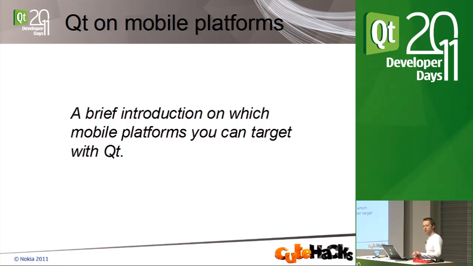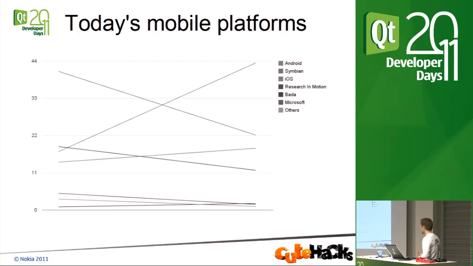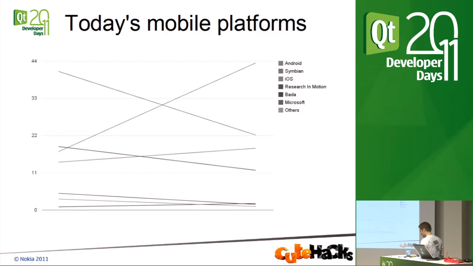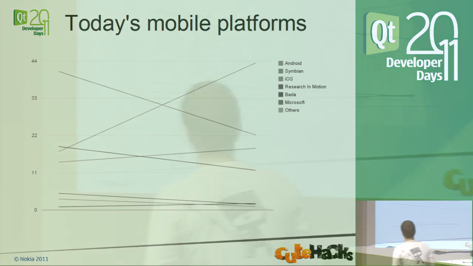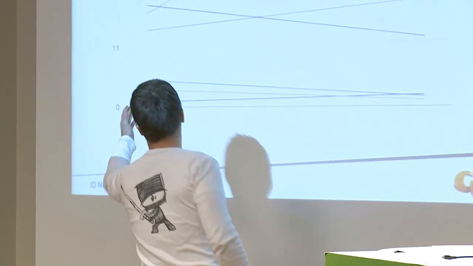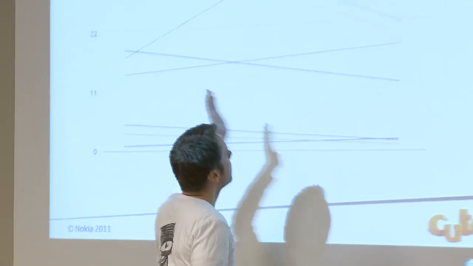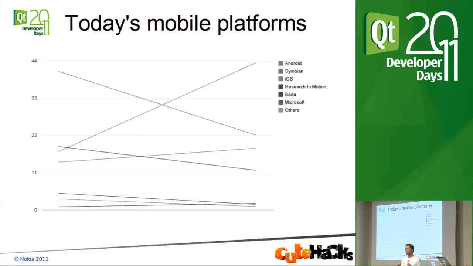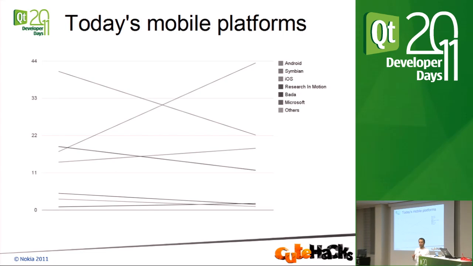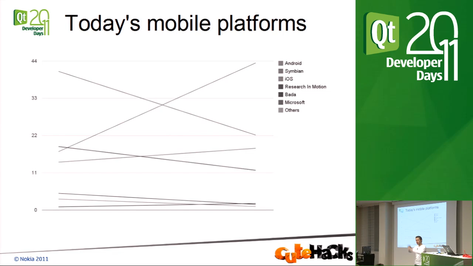A brief introduction on which mobile platforms you can target with Qt. I grade them out on purpose. There are these platforms today. What you're seeing here is 2010 second quarter, 2011 second quarter, and it's the percentage of shipped phones in that quarter, right? So it doesn't tell the market share of existing phones in the world. It simply says which platforms shipped the most.